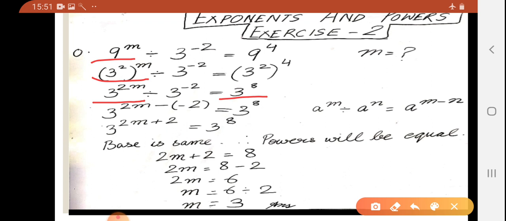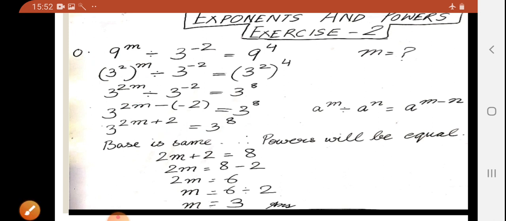Now 3 to the power 2m plus 2 equals 3 to the power 8. Here the base is same, so the powers will also be equal. So 2m plus 2 will be equal to 8, and when we solve it, m is equal to 3. In your book the answer is given, I think, 6, but the answer will come 3.